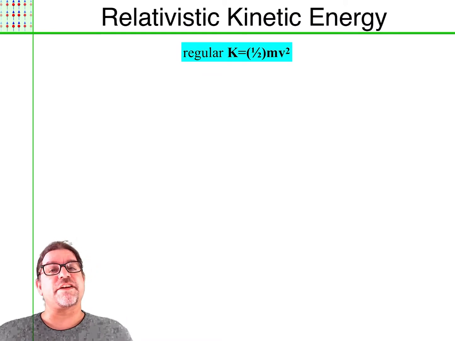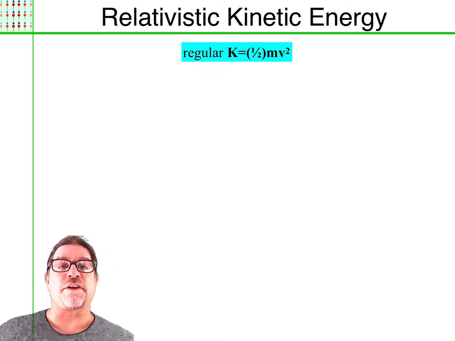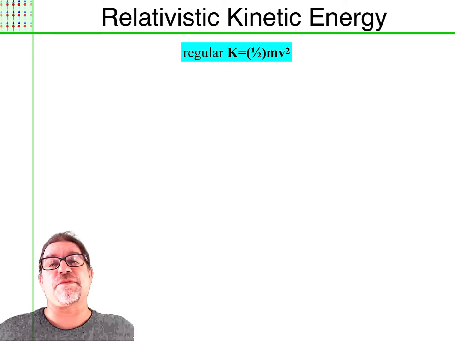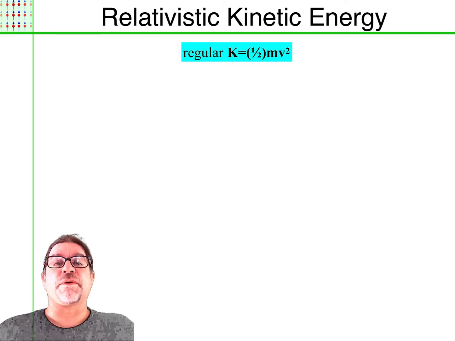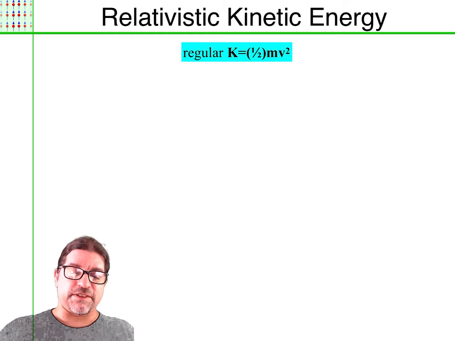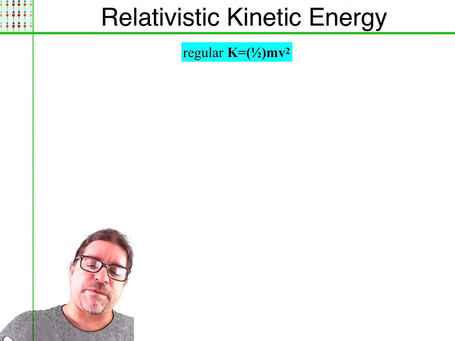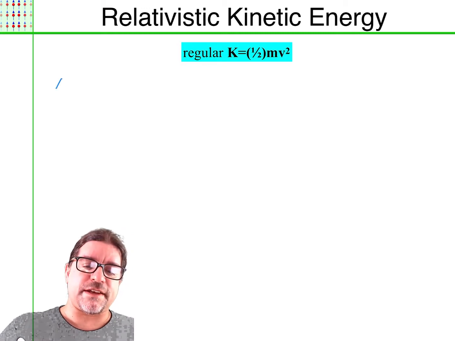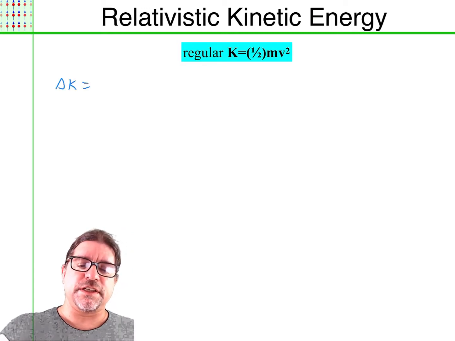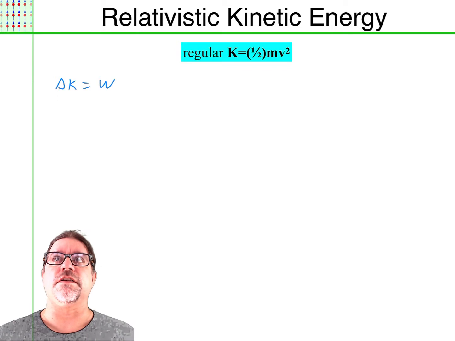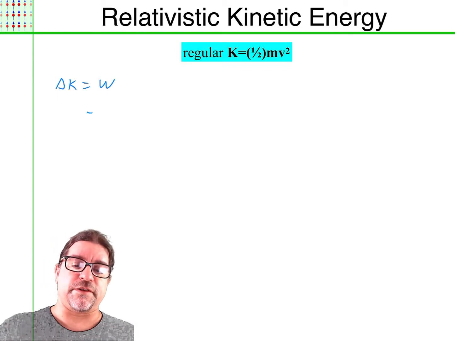The regular kinetic energy is 1/2 mv squared, and what we're going to do is derive an expression for the relativistic version of the kinetic energy. It's a bit of a slog, but it's fascinating to see it go through from one step to the other. So one way to start is to say that the change in kinetic energy is due to work. Okay, so let's see.